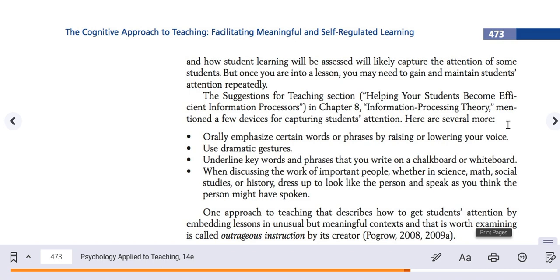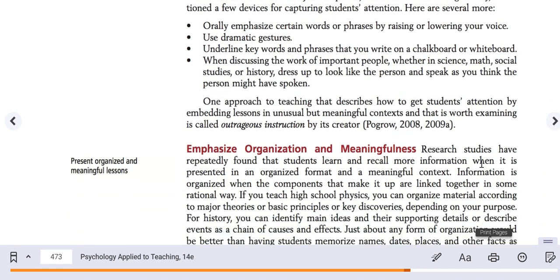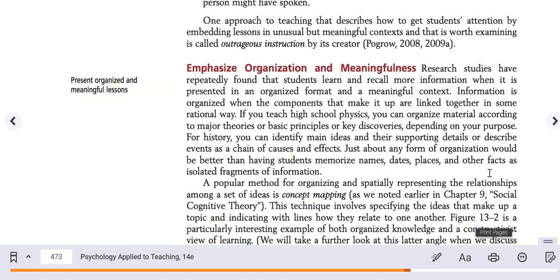When discussing the work of important people, whether in science, math, social studies, or history, dress up to look like the person and speak as you think the person might have spoken. One approach to teaching that describes how to get students' attention by embedding lessons in unusual but meaningful contexts, and that is worth examining, is called outrageous instruction by its creator, Paugrow.